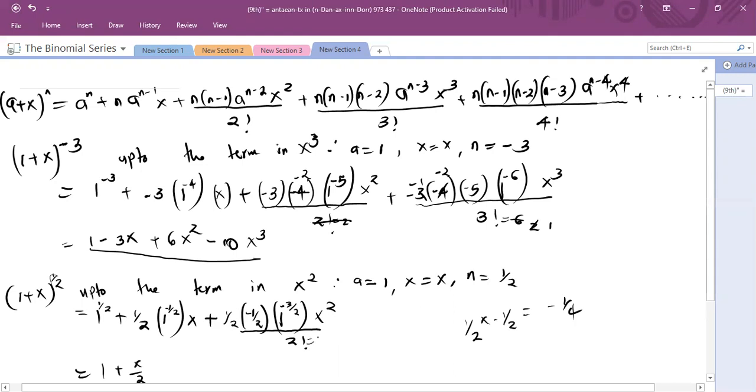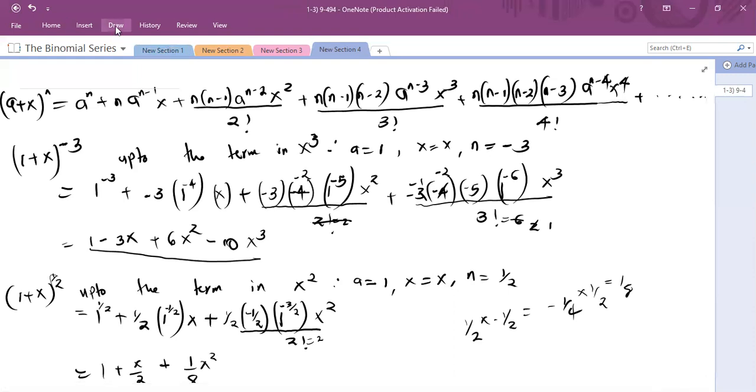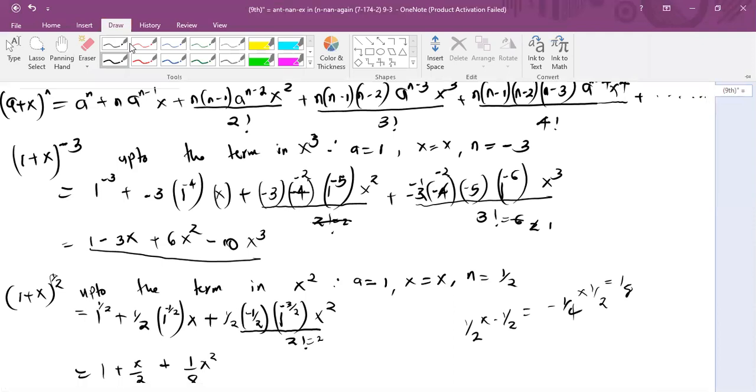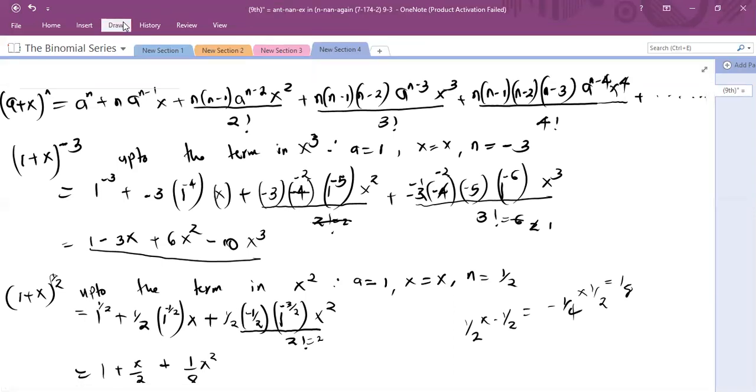Now remember, 2 factorial is the same as 2. So if I am taking the whole of this and I'm dividing by 2, it is the same as me multiplying by the reciprocal, which is a half. So that will give me 1 over 8. So I will have here plus 1 over 8 x squared. And that right there will be my answer.